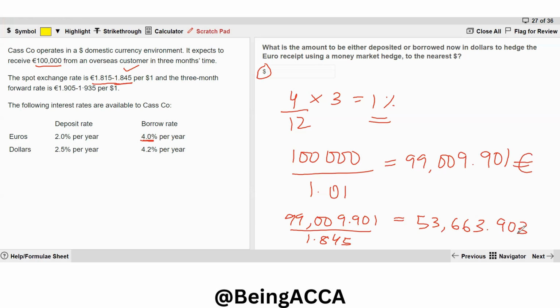53,663.903. So if I have to round it to the nearest dollar, since this is 0.9, I'm just going to write this as 53,664. I will type my answer. My answer is 53664. So I have typed my answer, and now I am moving on to the next question.